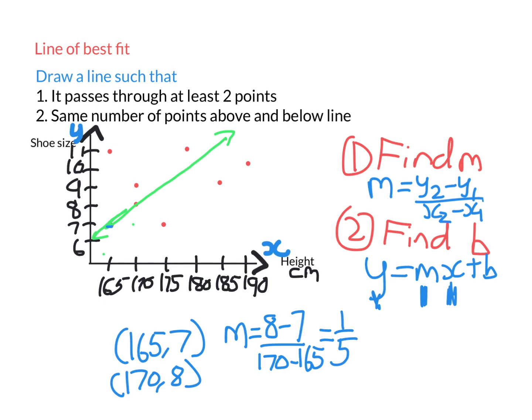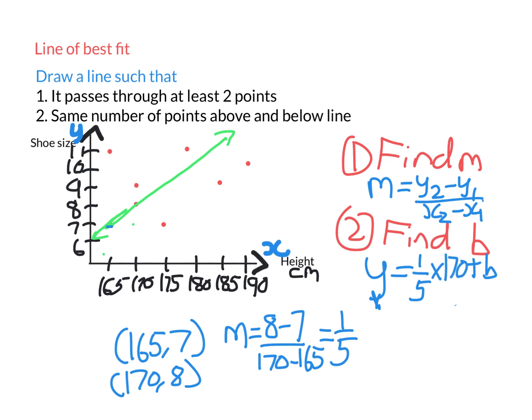So after we found m, we're going to take our equation y equals mx plus b. We're going to substitute m for 1/5, which we just found. x and y get substituted from one of the points. Either one doesn't matter. I'll just choose this point, 178. So remember, x value is always first. So I'm going to substitute x for 170, and I'm going to substitute y for 8.